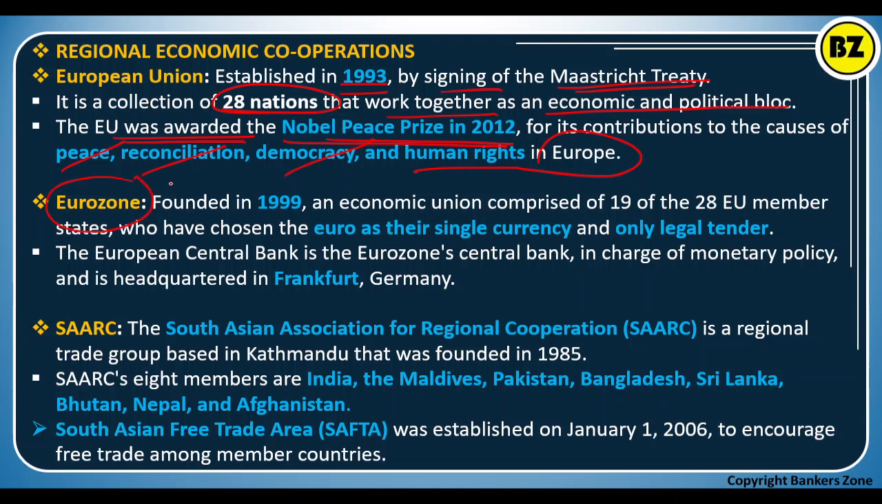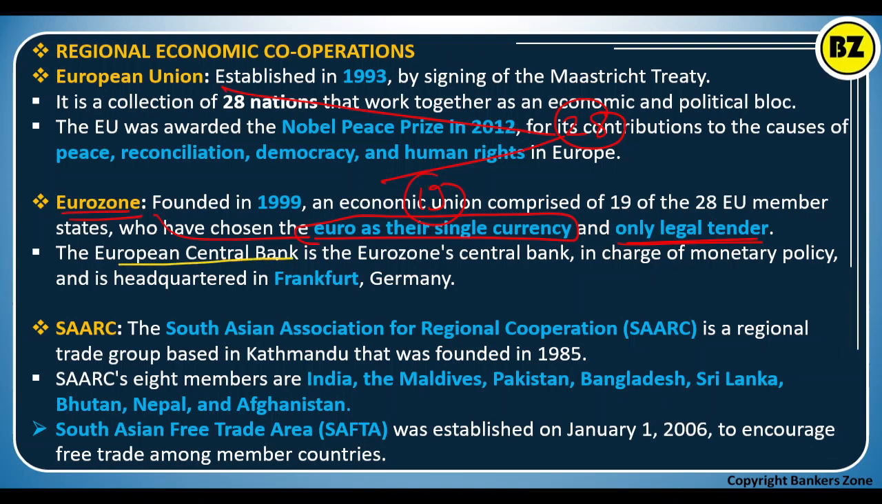Now what is the Eurozone? The Eurozone was founded in 1999. It is the union comprised of 19 of the 28 European Union members. So see, here they have 28 members in the European Union. Out of the 28, 19 members came together and formed the Eurozone. In that Eurozone there will be only one currency called the Euro, and that will be the only legal tender. Now the European Central Bank functions as the Eurozone's central bank, and is in charge of monetary policy also, having its headquarters in Frankfurt, Germany.